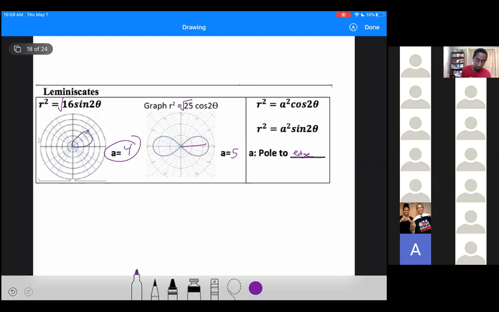1, 2, 3. It's going to be something like that. A being this, the 4 would be the distance from the pole to the edge, and then you have limacon skating, and then you have 2 of them, and it's sine, so it's a little bit above the polar axis. So that's it for the limacon.